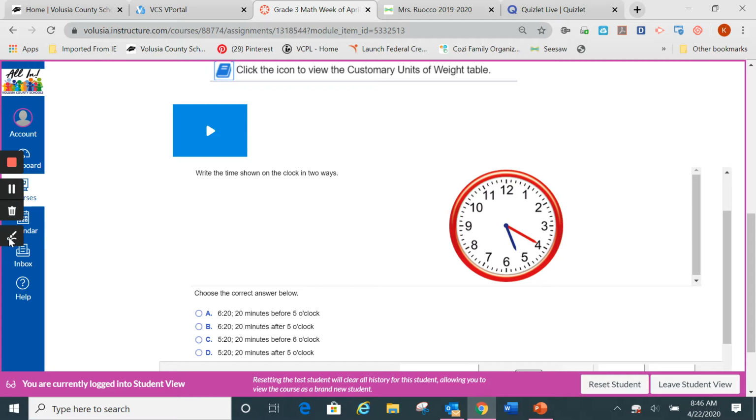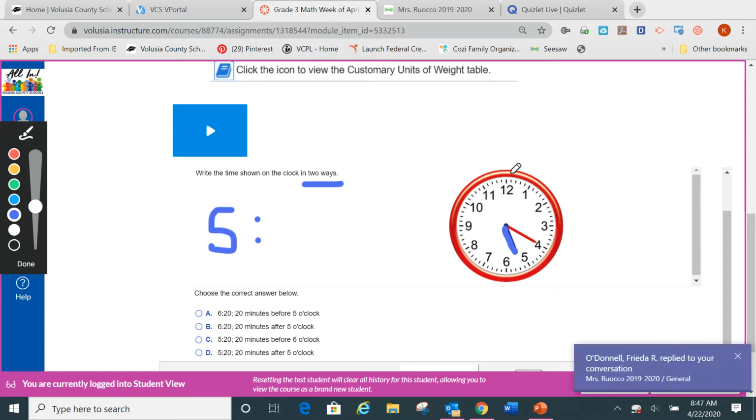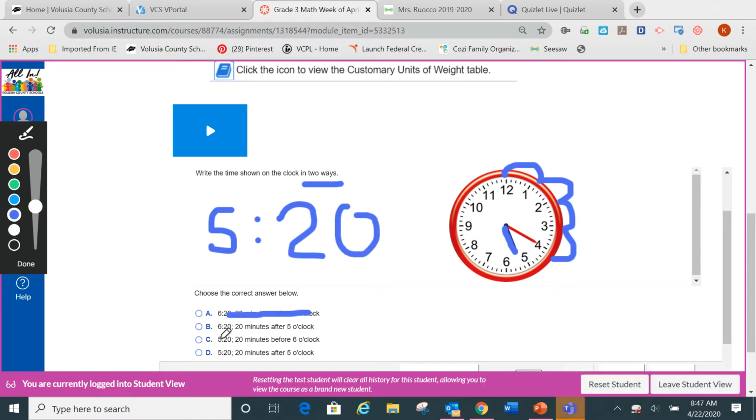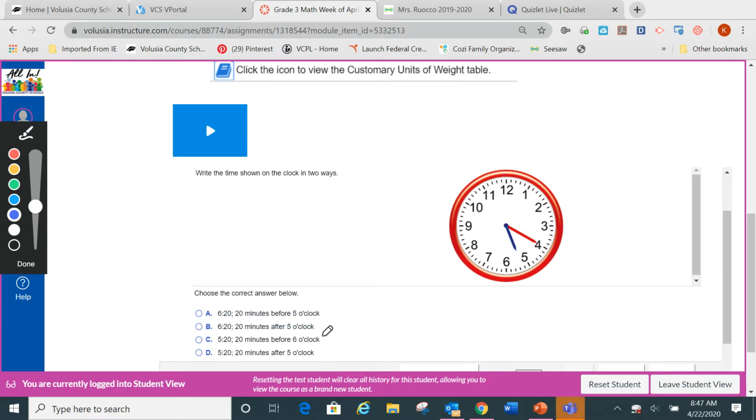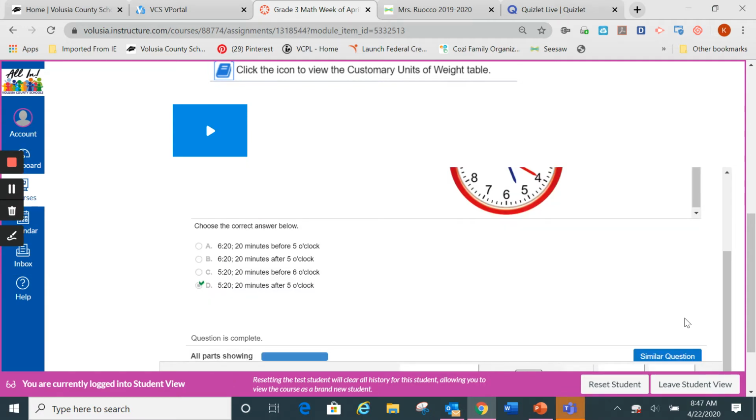Here it asks me what time is shown on the clock in two ways. I see here's my minute hand. I see that it's 5 o'clock, or I'm sorry, my hour hand. So it's 5 o'clock and I'm going to count 5, 10, 15, 20. So it's 5:20. I can eliminate this answer and I can also eliminate this one because those are both 6:20. Now I just need to look at these two here. This one says 20 minutes before 6 and this one says after 5. So the correct one is going to be D. It's after 5. I'm going to check my answer and go on.